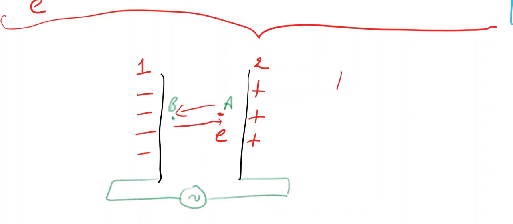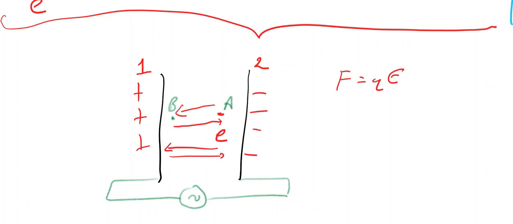Again, it is moving under the influence of F is equal to QE, so it is accelerated motion, it is gaining speed. And again, by the time it reaches the second plate, what do we do? We replace the charges because the source is an alternating source. So again, we make one positive and two negative. Essentially, the electron is going from 2 to 1, 1 to 2, 2 to 1, 1 to 2, and so it is traveling a large distance.